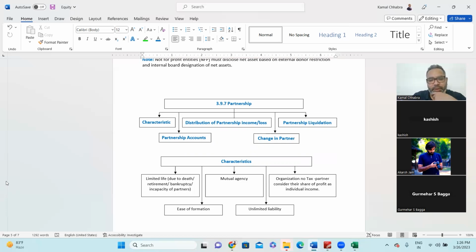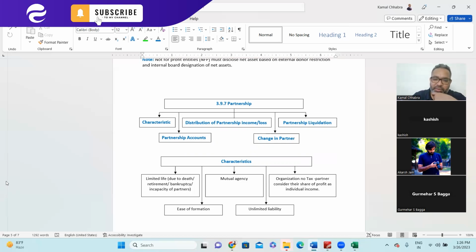So characteristic of partnership: limited life, because there may be a possibility of death, retirement, bankruptcy, incapacity of any partner, which may result in the liquidation of the firm or change in the firm, right?